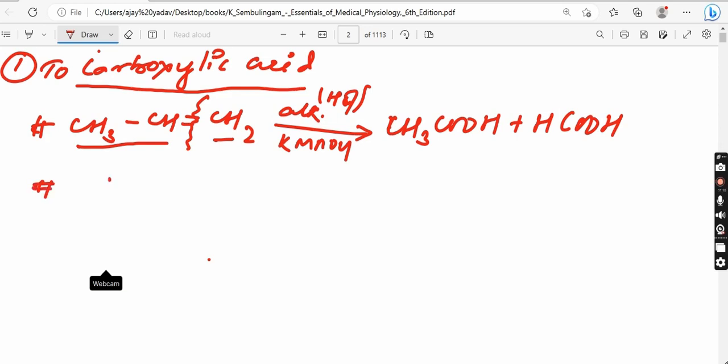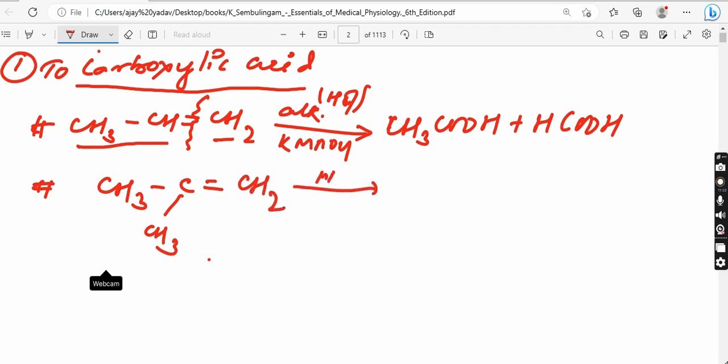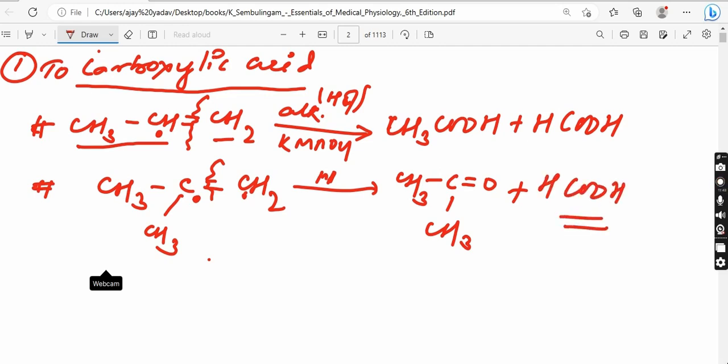Second, suppose this is CH3, this is C, this is CH3, this is double bond, this is CH2. Look here, the same condition is applied over here, but this time there is no hydrogen on this carbon. There was hydrogen on the previous carbon, but there is no hydrogen on this carbon. So the bond will break in such a way that this will produce CH3 C double bond O CH3. This will give ketone, right? And this carbon has hydrogen attached, so this will give you HCOOH. Okay, are you understanding? This carbon must have hydrogen with it to give acid. Are you getting it?